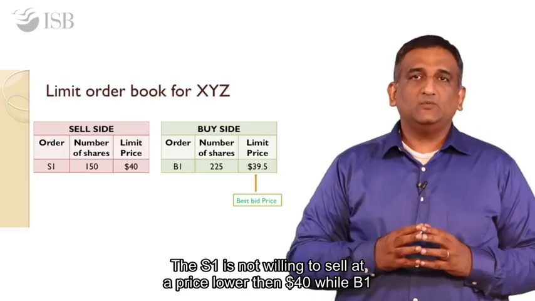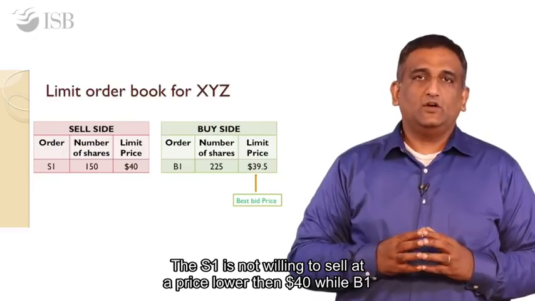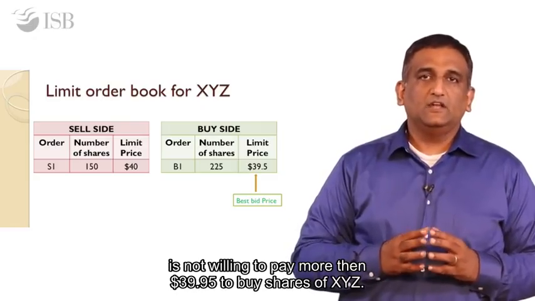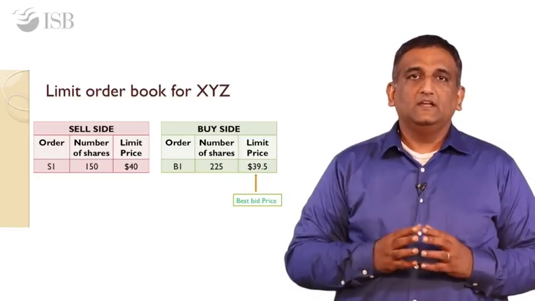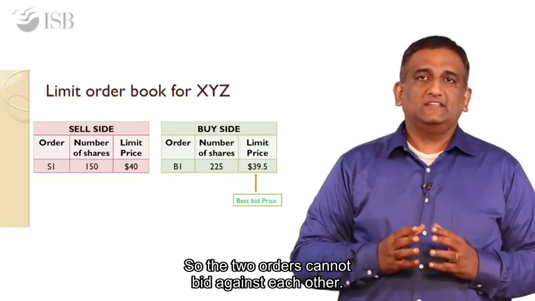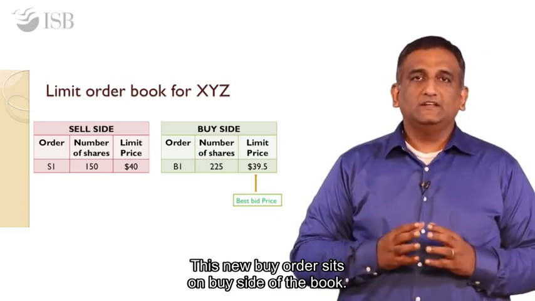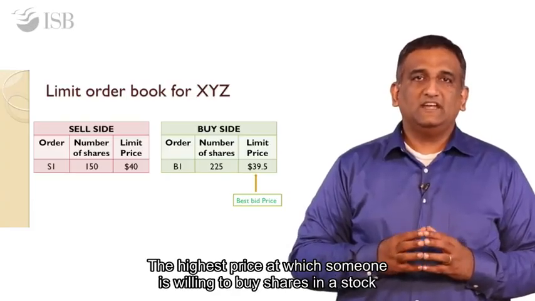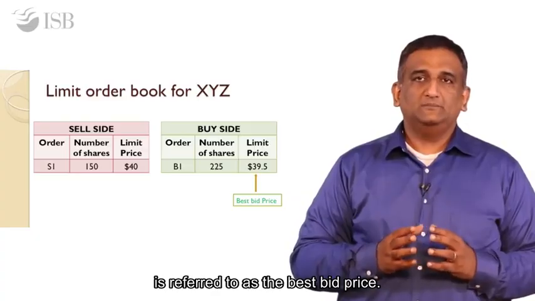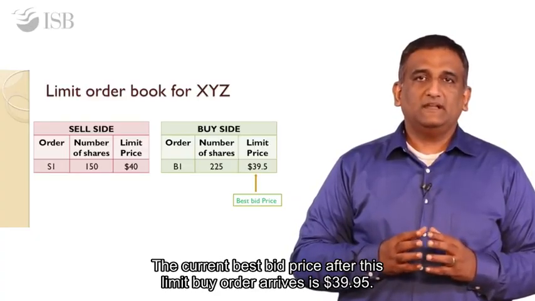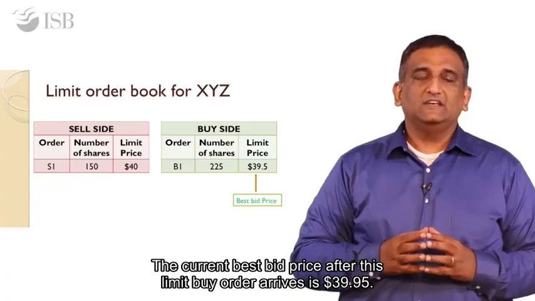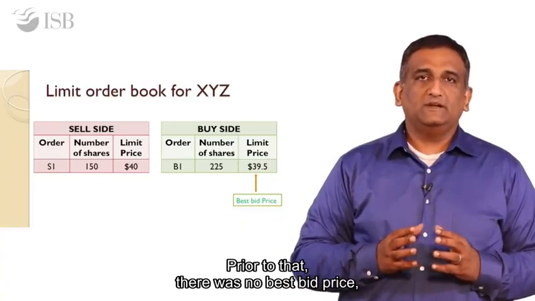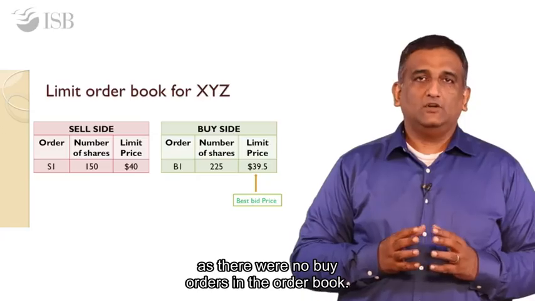S1 is not willing to sell at a price lower than $40, while B1 is not willing to pay more than $39.95 to buy shares of XYZ. So the two orders cannot trade against each other. This new buy order sits on the buy side of the book. The highest price at which someone is willing to buy shares in a stock is referred to as the best bid price. The current best bid price after this limit buy order arrives is $39.95. Prior to that, there was no best bid price as there were no buy orders in the order book.